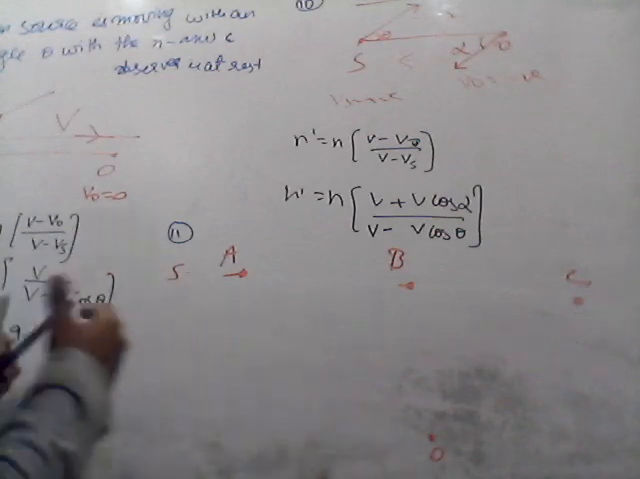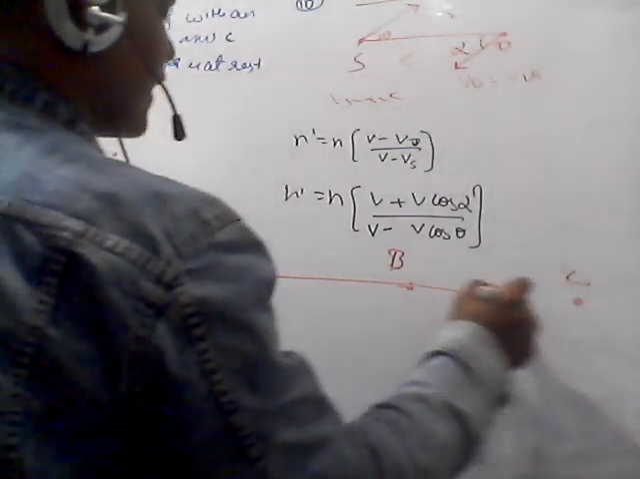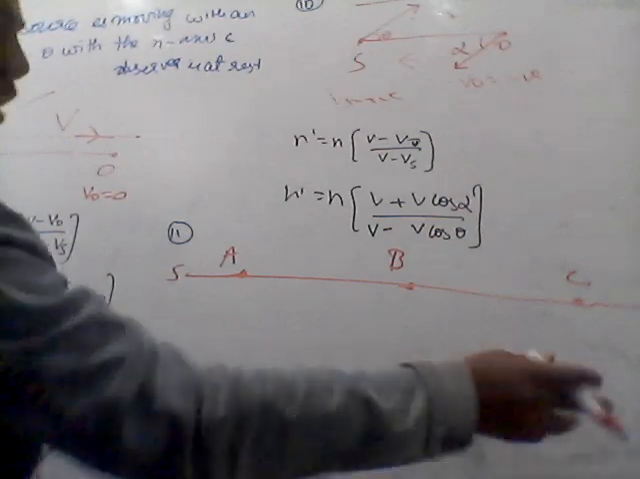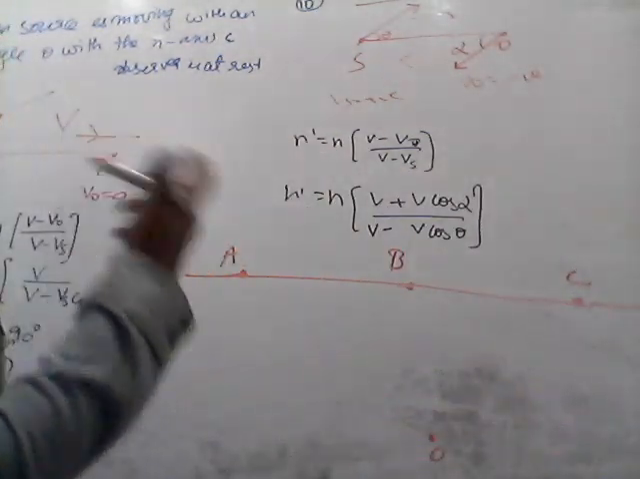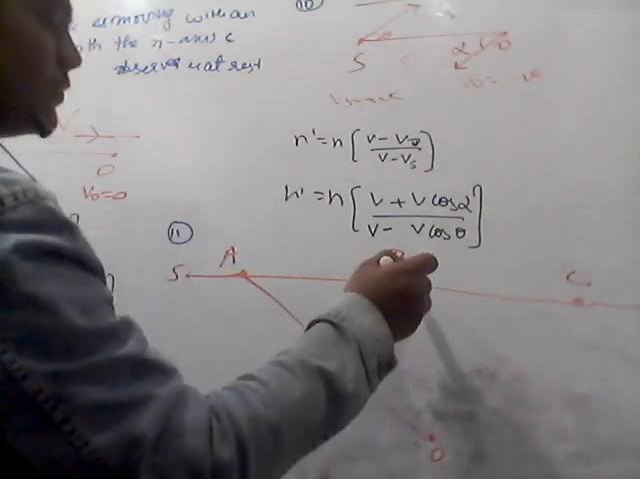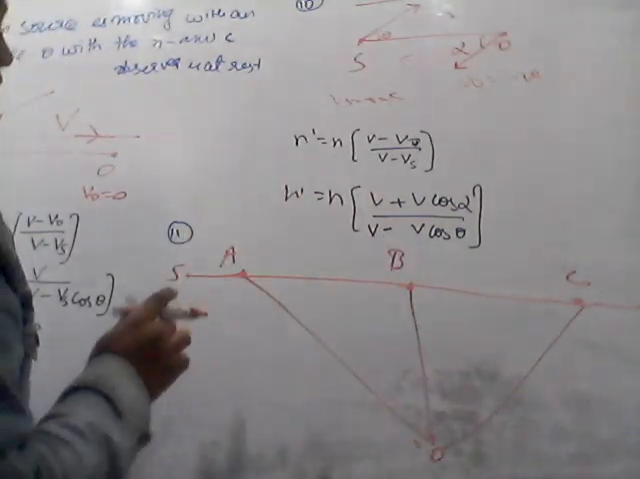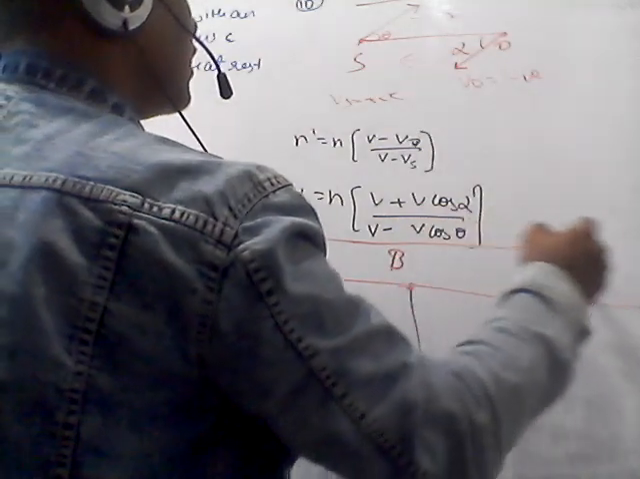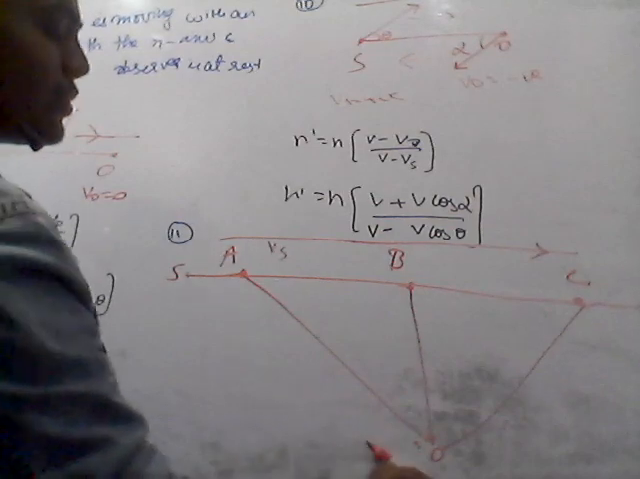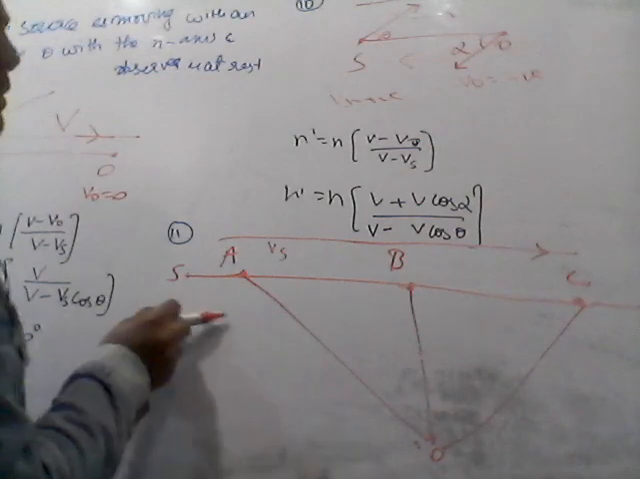Yes, so what we took is correct. Source is moving from A to C via O, passing through. But O is somewhere here, so we will take these as the directions of the source. Actually, the velocity of the source is in this manner. But sound is traveling from the source to the observer, so sound is traveling in this manner.